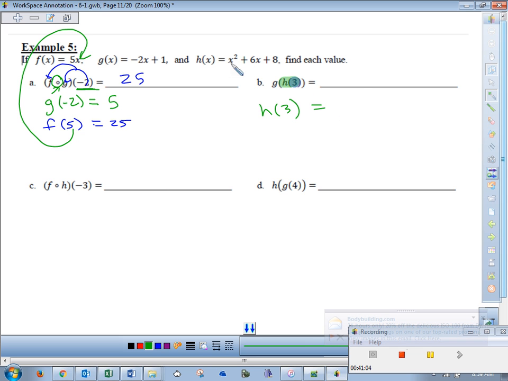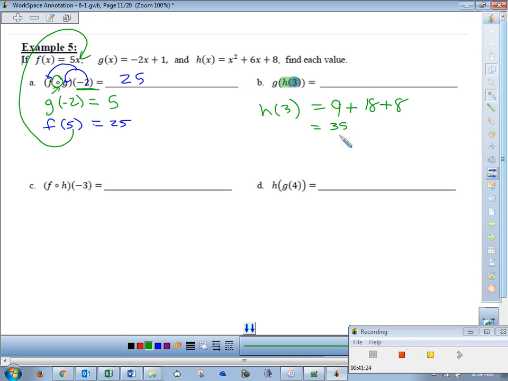And I'll do it like this. I'll write each little nugget down. I'm putting 3 in right here. 3 squared is 9. 6 times 3 is 18 plus 8. Then if you need to punch that in, punch it in. It's 9 plus 18 plus 8. You should get 35 when you punch that in.